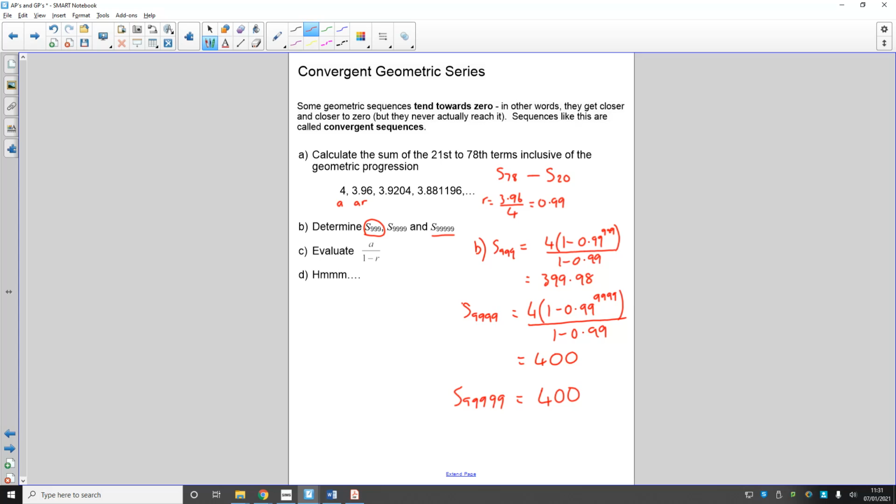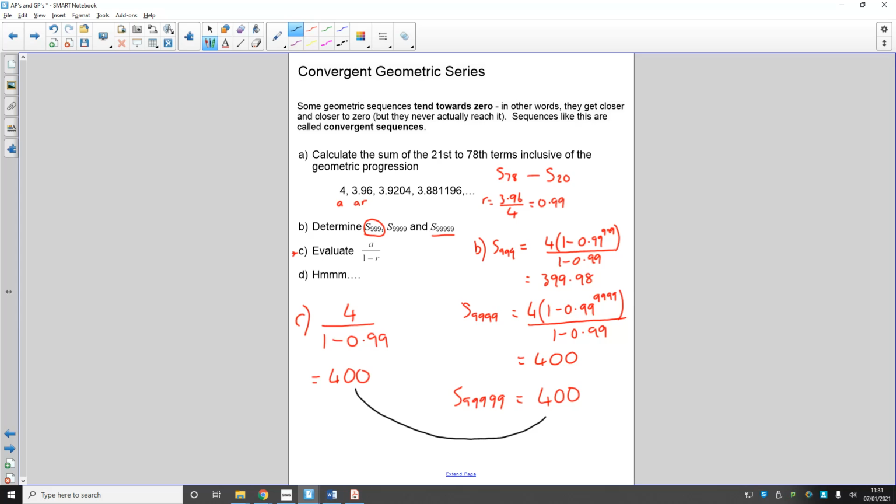Okay. What I want us to do now is consider part C here, which is evaluating A over 1 minus R. So, A over 1 minus R, well, A is 4, because it's the first term in our series, and R is 0.99. So if we work that out now on our calculator, what do we get? Well, go ahead and do that for me. You should get 400. So what do we notice then?